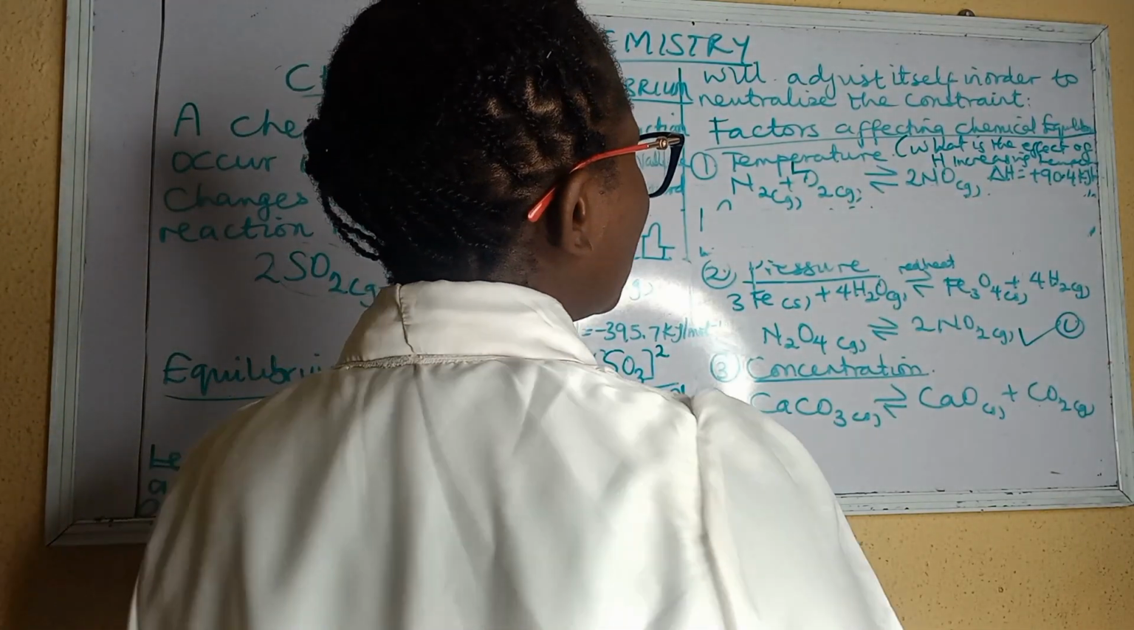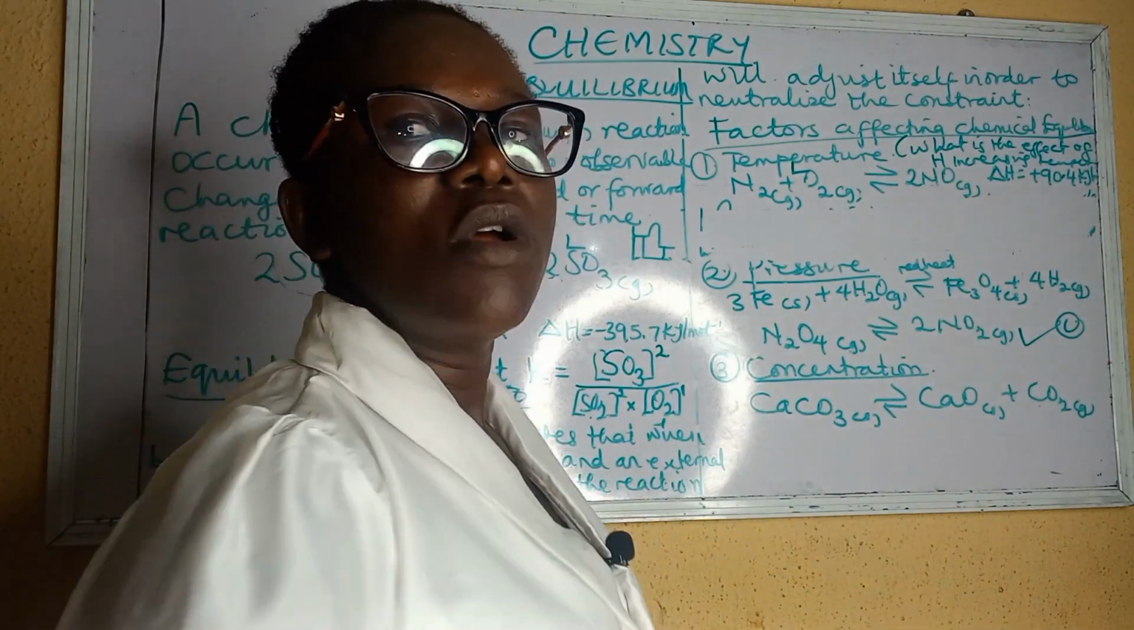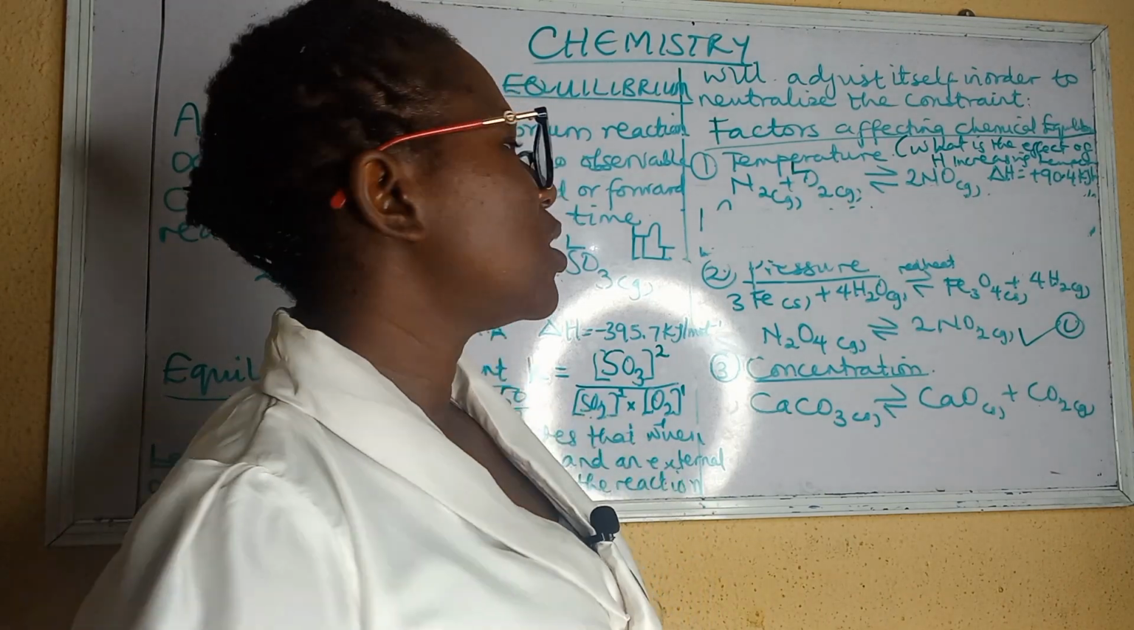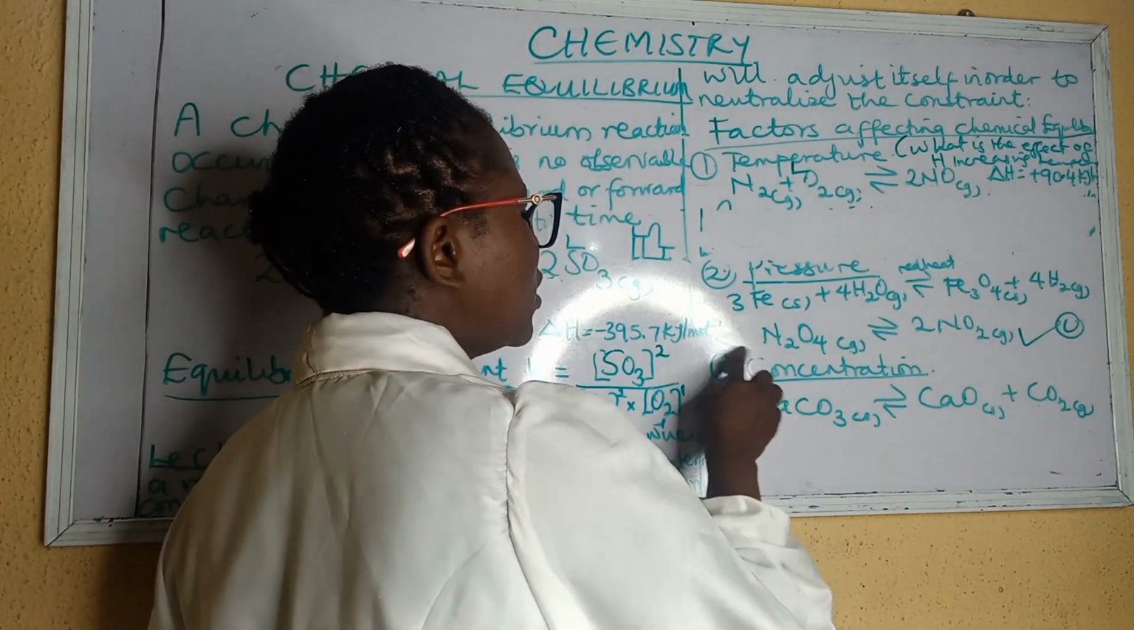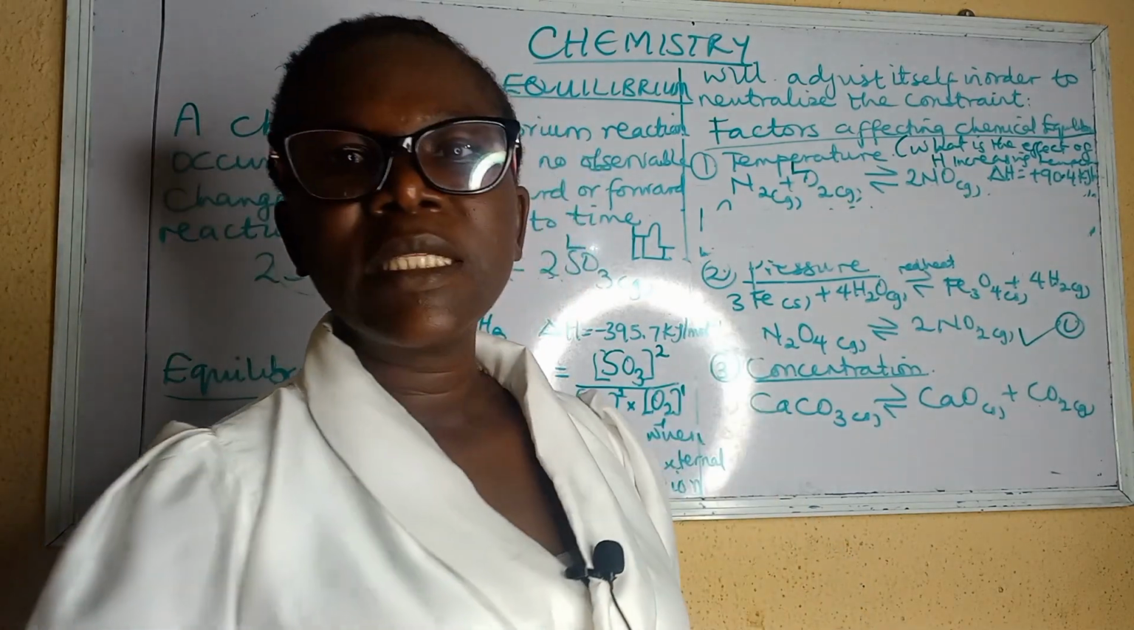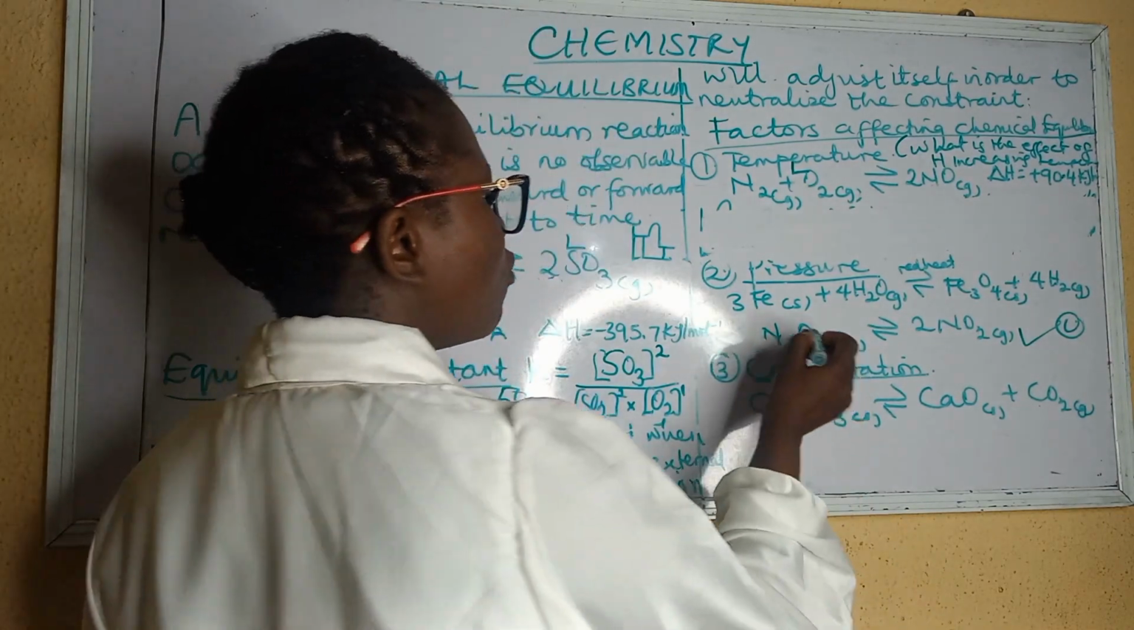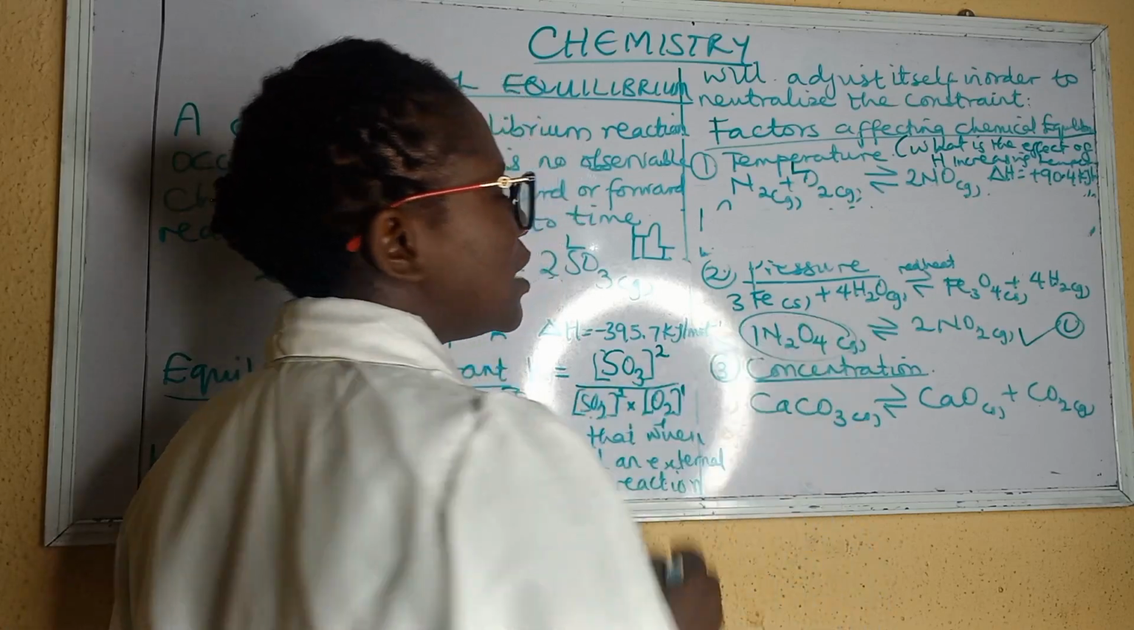So what is the effect of increasing pressure? According to Le Chatelier's principle, the reaction will adjust itself in order to decrease the pressure. And which side is favored? More reactants are formed because the total number of moles here is just 1, and there is a decrease in pressure.